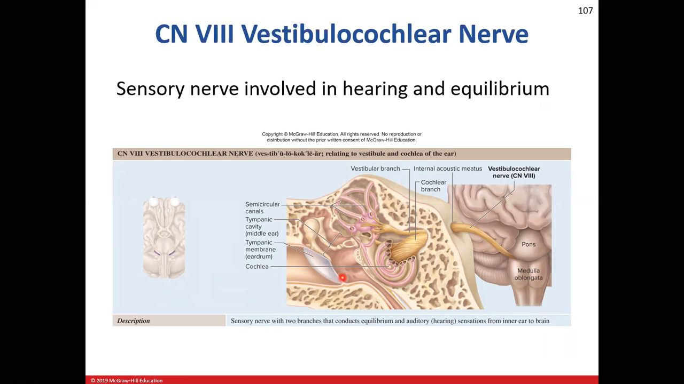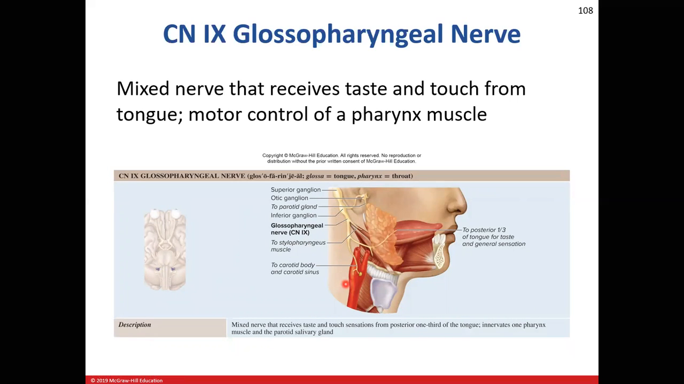Cranial nerve 9 is the glossopharyngeal nerve. Now, it's a mixed nerve that receives taste and touch from the tongue and has motor control of a pharynx muscle. So the glosso typically refers to the tongue, pharyngeal refers to the pharynx. And so we're looking here at both the tongue, so it involves taste and touch, and then we also have motor control of the pharynx region. Cranial nerve 9 is our third nerve that contains parasympathetic fibers.